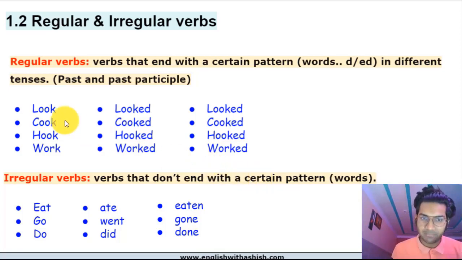Okay. So let's look at some regular and irregular verbs. Look, cook, hook, work. These are regular verbs because they end in a particular pattern, right? There are so many regular verbs. Look, looked, looked; cook, cooked, cooked; hook, hooked, hooked; work, worked, worked, right? So all these verbs are ending in ed, in past and past participle. Irregular verbs: eat, go, do. Eat, ate, eaten. There is no structure. Go, went, gone. There is no structure. Do, did, done. There is no structure, right? So that is the basis of their formation. So that's what regular and irregular verbs are.